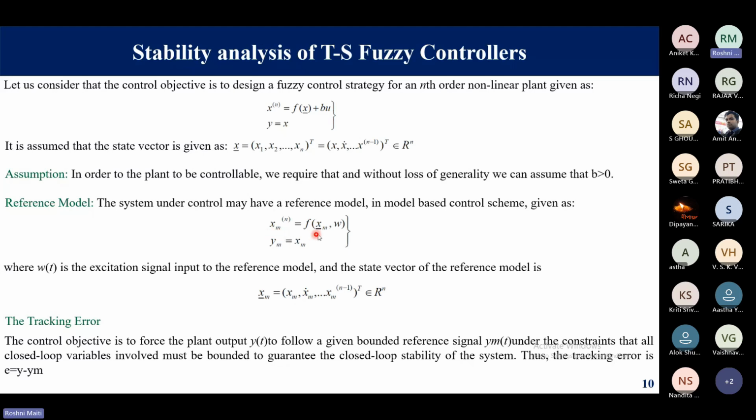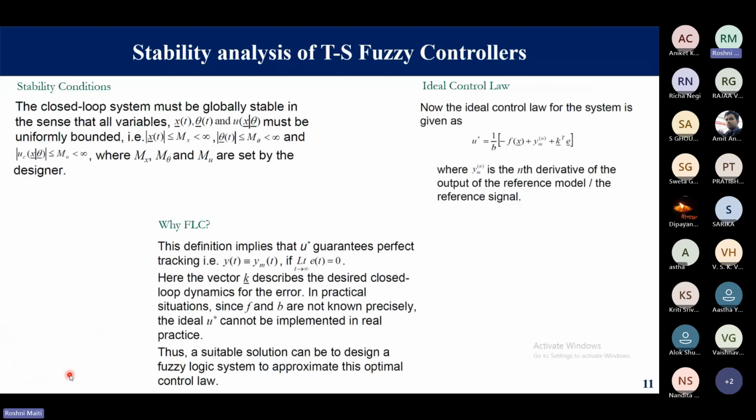So ultimately our aim is to track the reference model. To track the reference model, we have to generate whatever error is coming between this actual model and this mathematical model or reference model. For this, we have generated the tracking error, e is equal to y minus ym, where y is the actual output and ym is the output of that nominal model we have considered here.